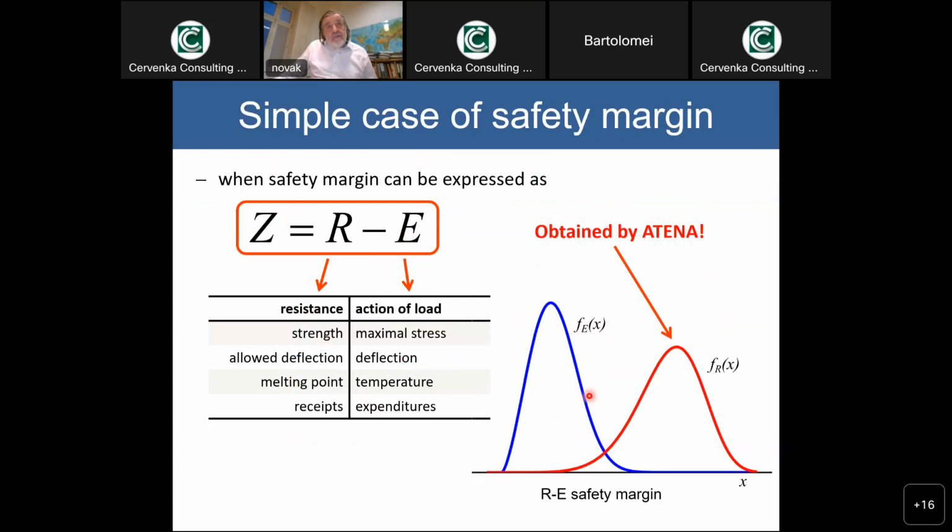And if you represent both quantities as random, right? That's why the influence of uncertainty propagation means that we arrive at a probability distribution function of the action of the load and a probability distribution of the resistance. And in connection with ATENA calculation, when we perform uncertainty propagation, we obtain the probability distribution of the resistance, which is obtained from ATENA. So this is this red here, and then we combine it with the load, right?